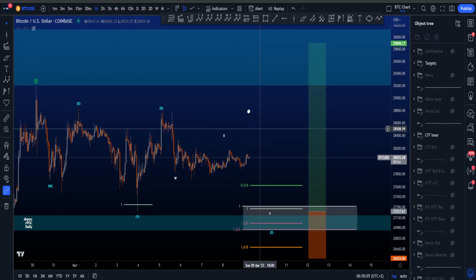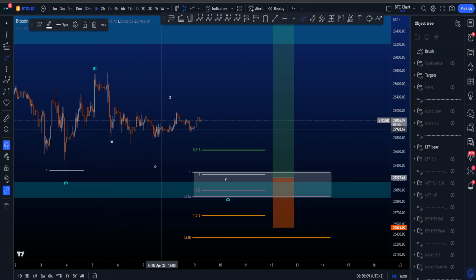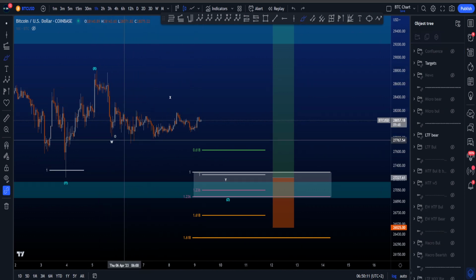If we look more locally then, again, this can then be a W. Then we have, I don't know what, like wave X.